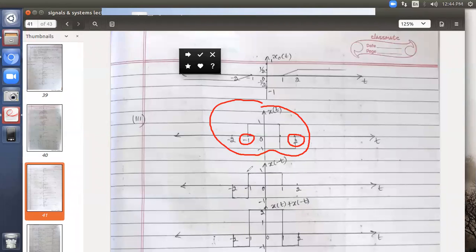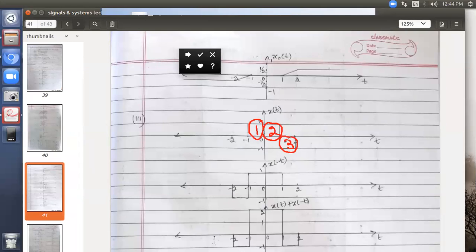How do we find the reflected version of the original signal? In order to get the reflection, I will divide the complete signal into three blocks. This is the first pulse, this is the second pulse, this is the third pulse. Let me go for the reflection. The first pulse is like this. If you take the reflection of this first pulse, it looks like this.